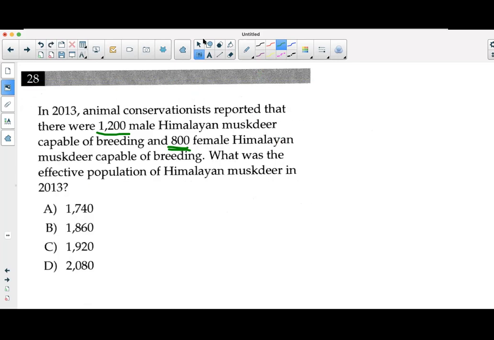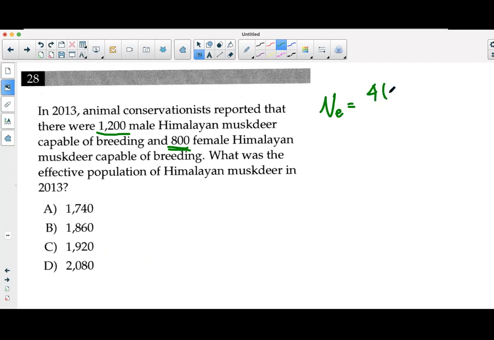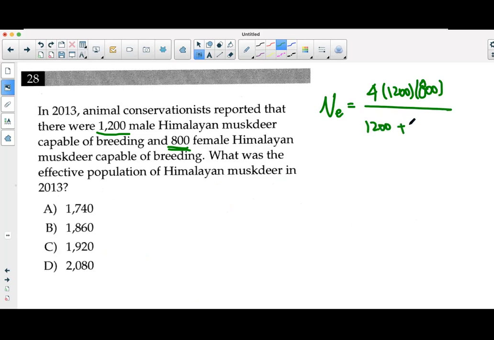So here is what's going to happen. N sub E is equal to 4 times the product, so 4 times 1,200 and 800, divided by the sum of those two, so 1,200 plus 800. All I have to do is multiply these out and see what I end up getting. And it becomes 1920, which is choice C. That's all you have to do.